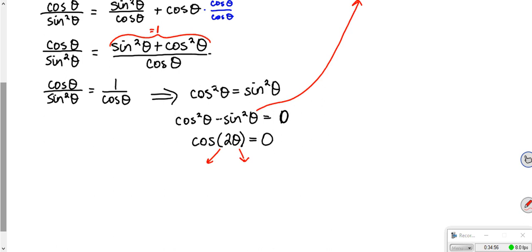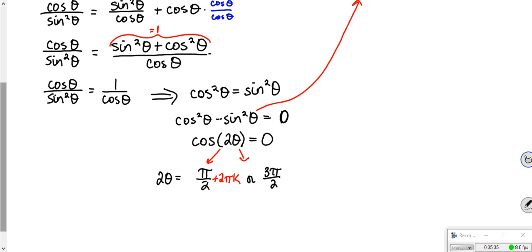This tells me that 2 theta is going to equal either pi over 2, or, oh, I forgot my plus 2 pi k. So let me do that. Or my second option is 3 pi over 2.